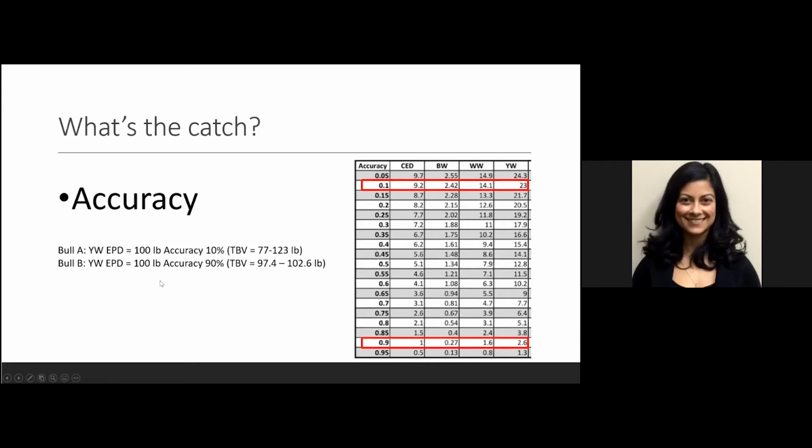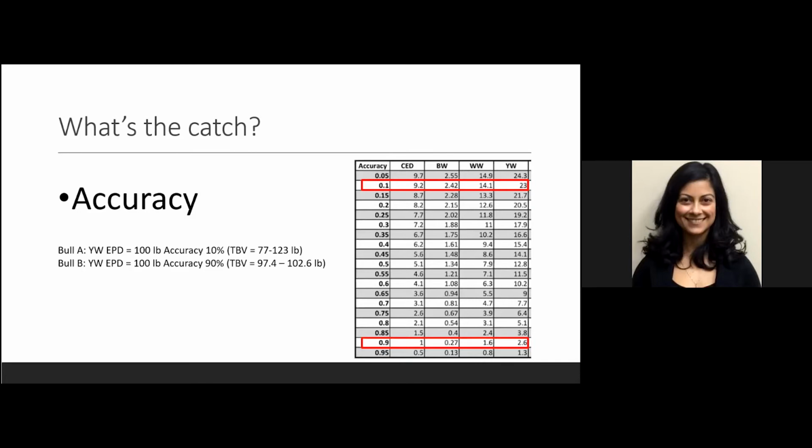If you have a bull with a yearling weight EPD of 100 pounds, but it's 90% accurate, then have a look at this row here. You have 90% accuracy for yearling weight EPD, and the possible change is 2.6 pounds. So this range has tightened up, and you know that the true breeding value of that animal is somewhere in here. That shows you how much more reliable the EPD gets as the accuracy goes up. So that's the crux or the catch in using EPDs, is that it's our best prediction with the data that we have.